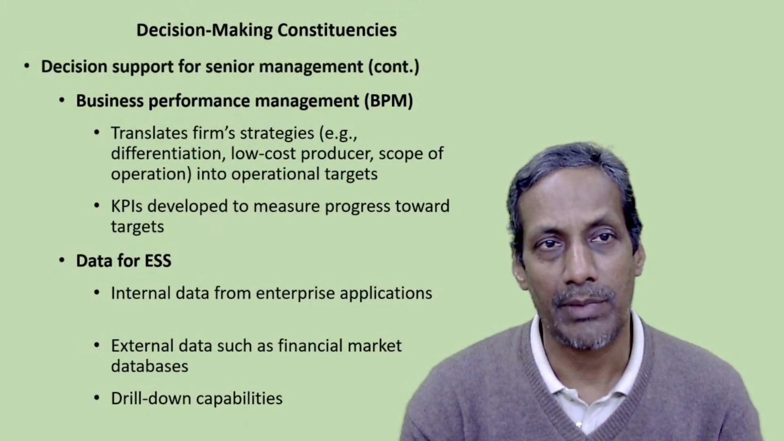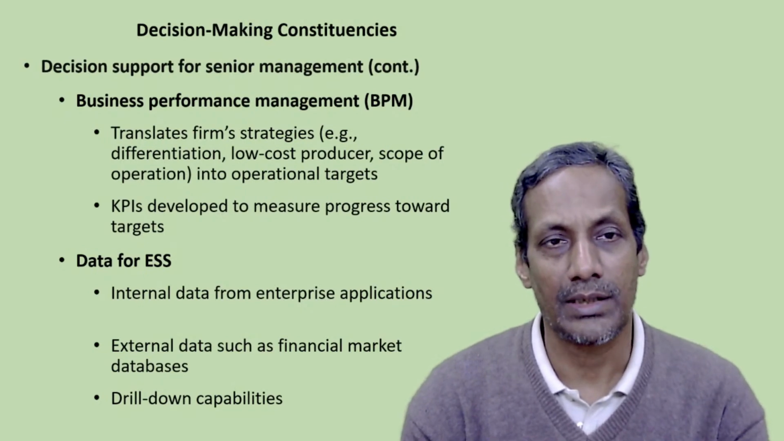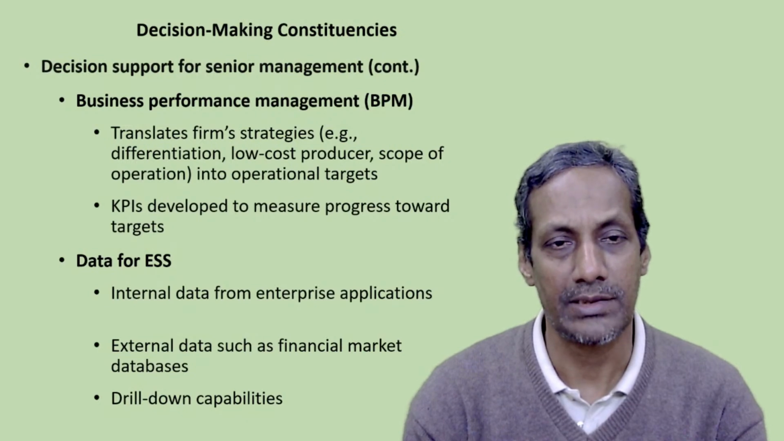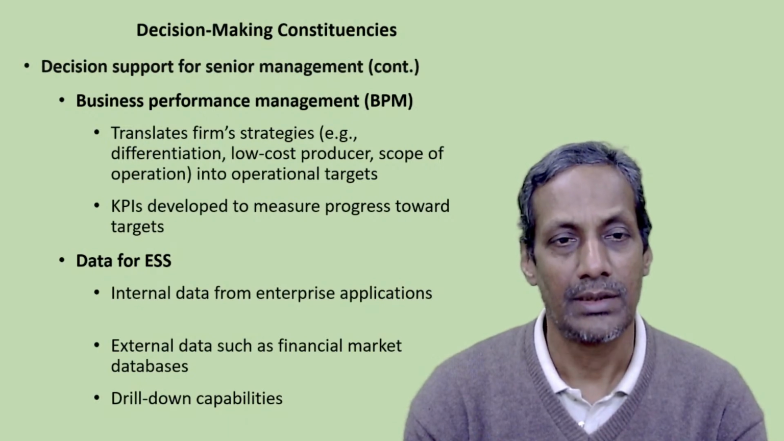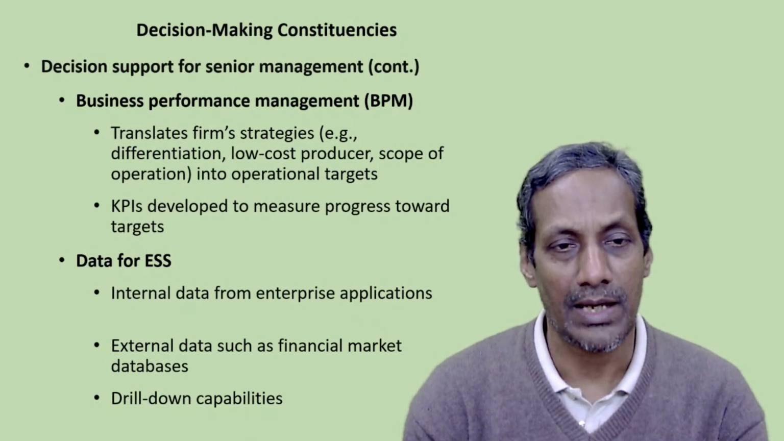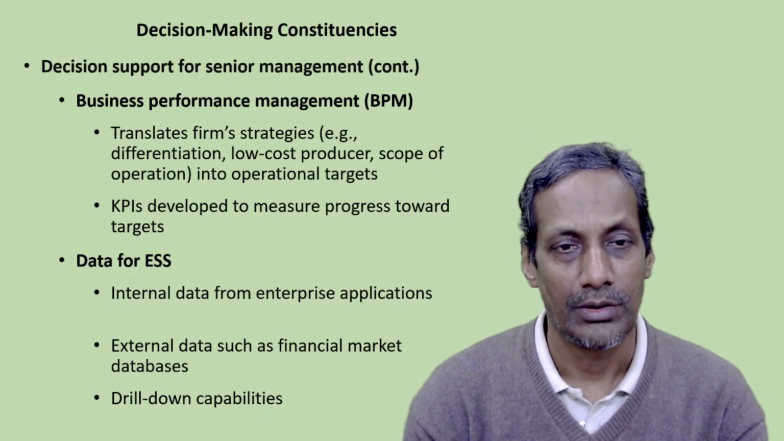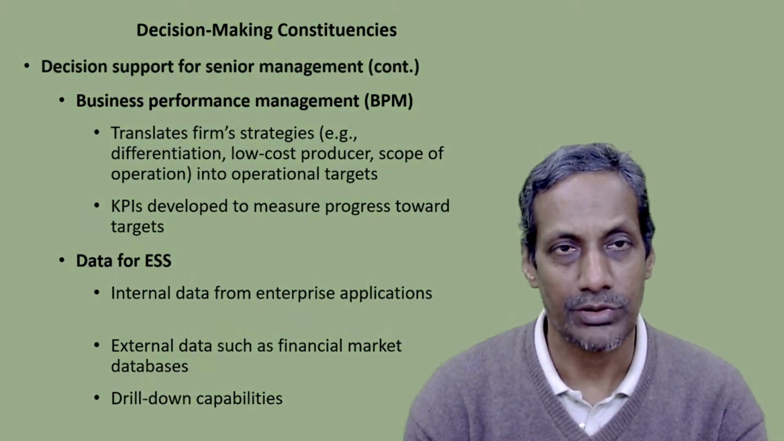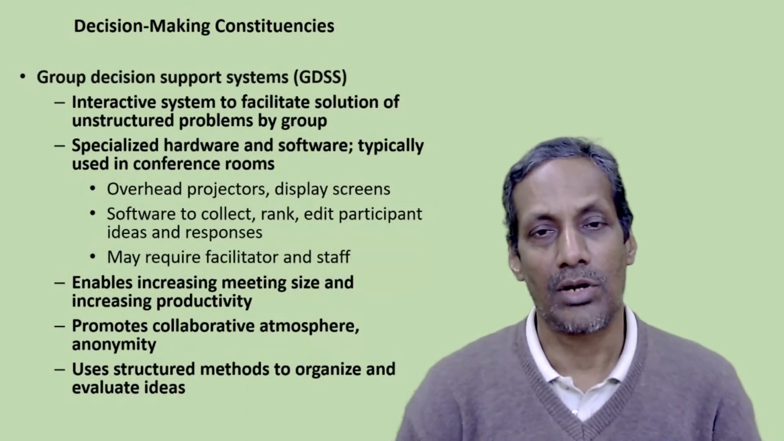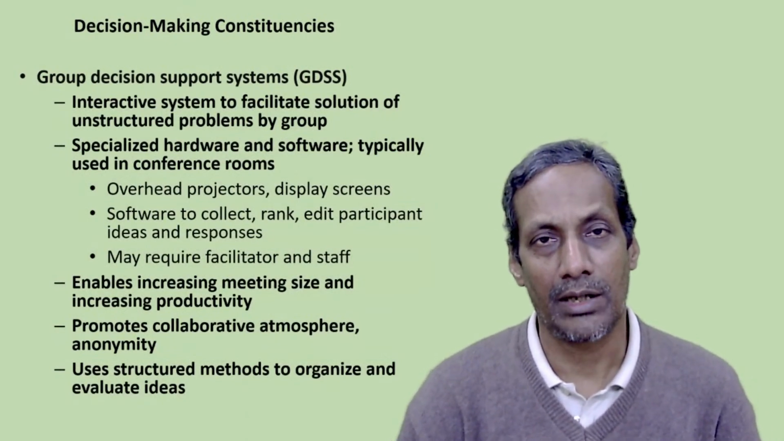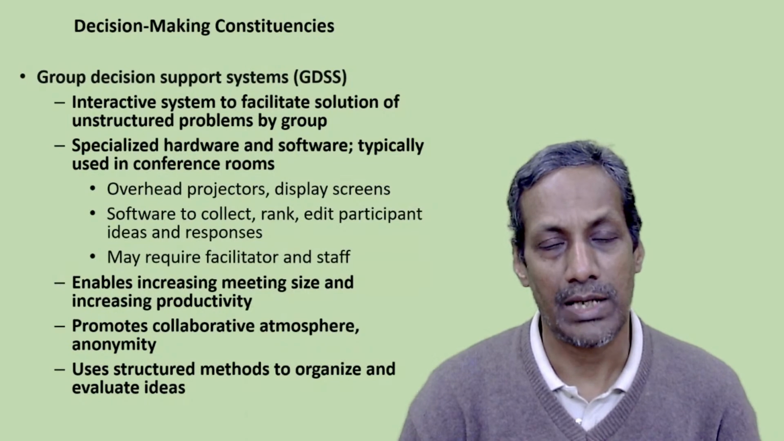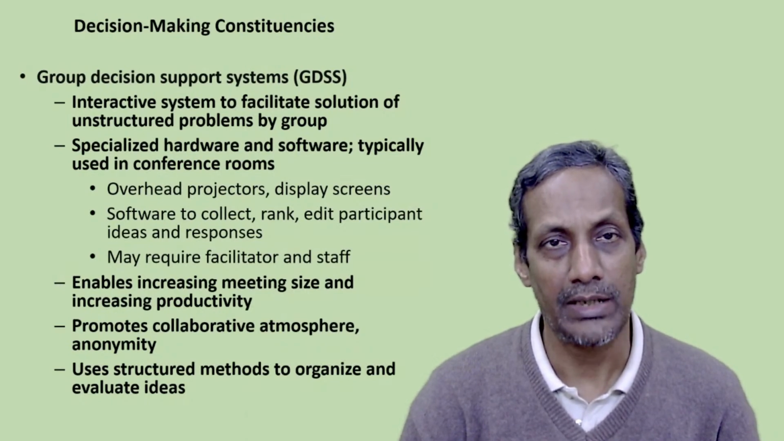Decision support for senior management is carried out using executive support systems, which utilize internal data, not just from TPS, but data that has come from enterprise applications, and external data such as financial market databases. ESS have the best capability to drill down into mounds of data to generate solutions. It is not just the standalone decision-making support that information systems provide.